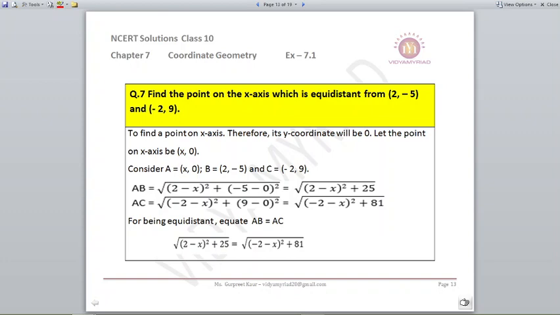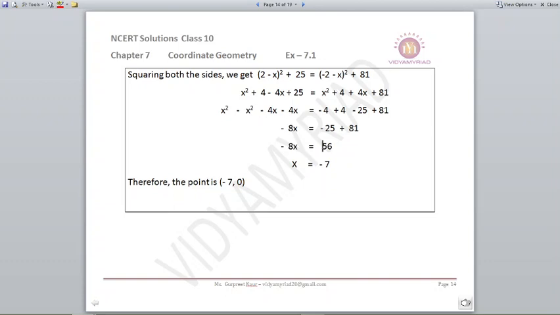So AB comes out to be square root of (2 minus x) the whole square plus 25, which is equal to square root of (-2 minus x) the whole square plus 81. Now on squaring both sides, we can remove the square root and we get (2 minus x) the whole square plus 25 is equal to (-2 minus x) the whole square plus 81.